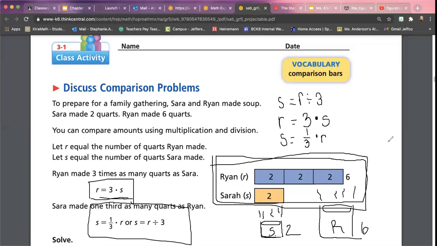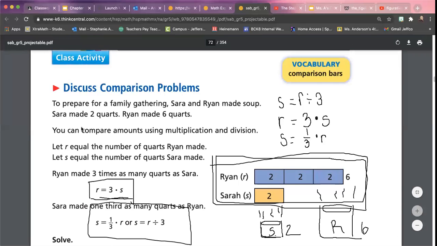So I'm going to leave that there for a second, let you catch up on your notes, and just know that those all mean the same thing. It takes 3 of Sarah's little pots to fill up Ryan's pot. Or if I wanted to take Ryan's and split it into Sarah's, I'd have to have 3 separate pots because it's 3 times as many.